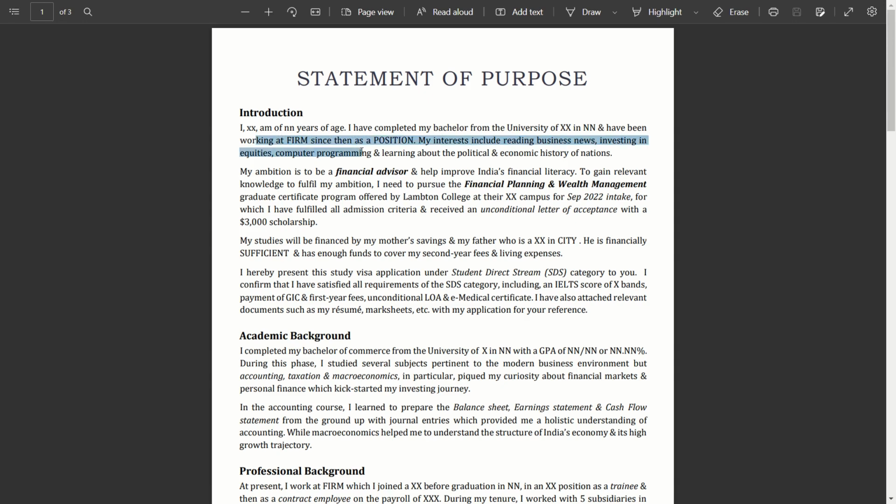Then, after describing my past, I am talking about my application, that I am applying for the financial planning program. And I am also revealing my ambition. My ambition is to be a financial advisor. So the visa officer gets a clear-cut idea that I have a clear goal in my life, and that's why, to achieve this goal, I need to do this program. I am also saying that I am trying to improve India's financial literacy. So this helps to build a case that I will go back to India.